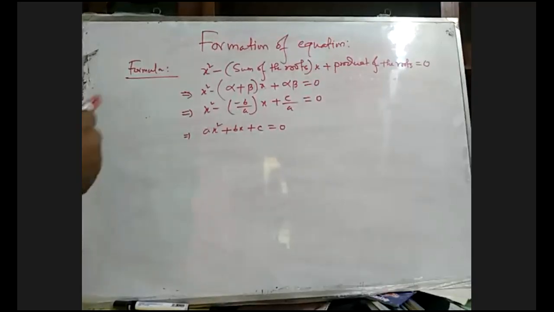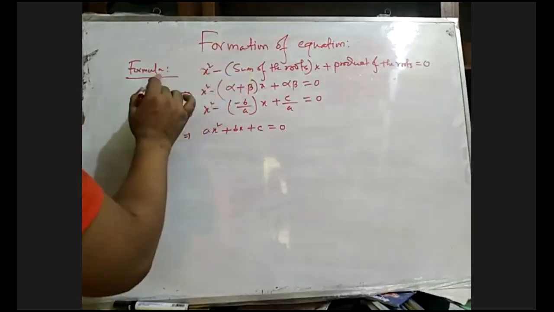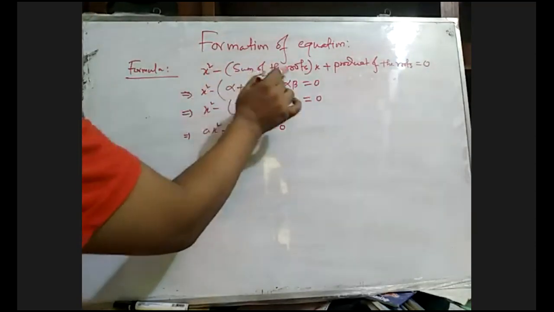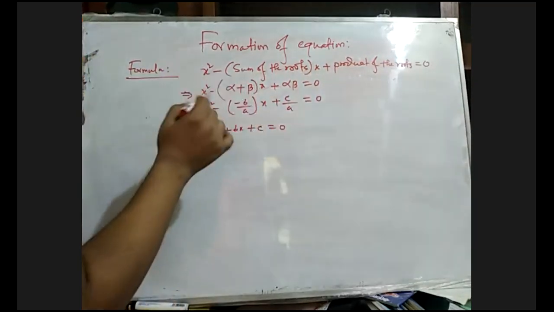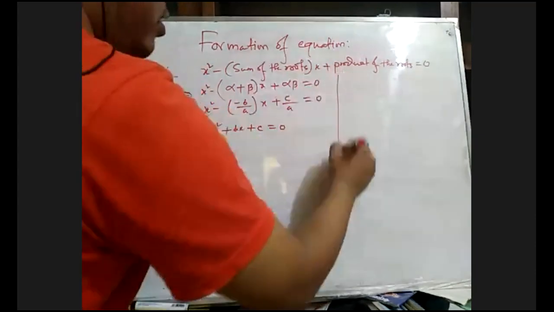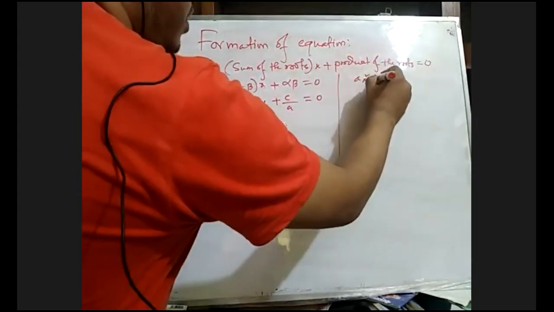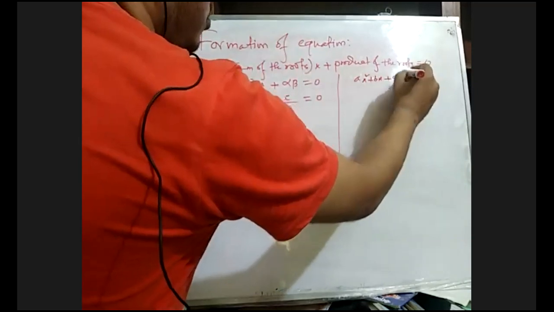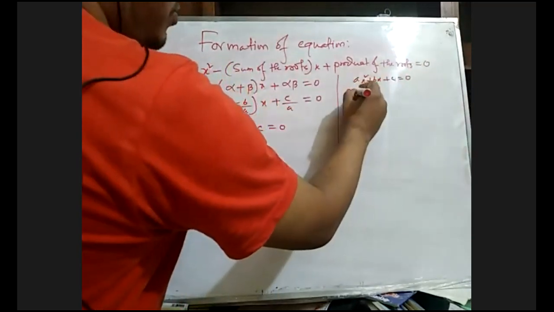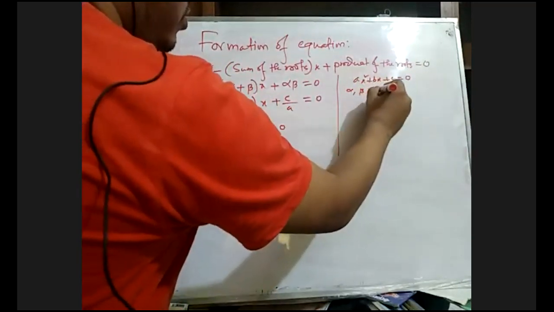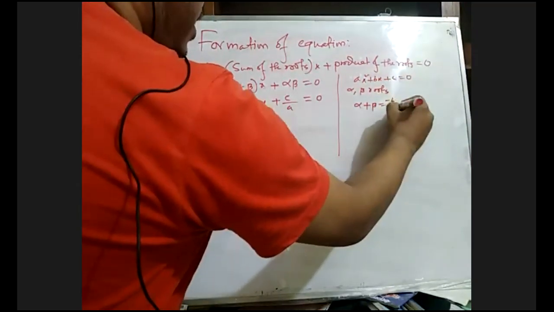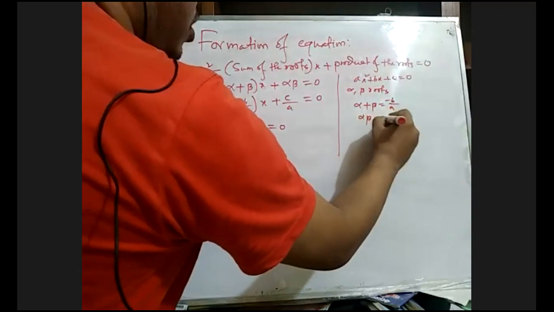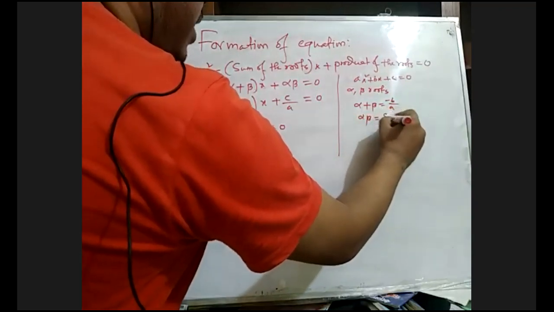So the formation of a quadratic equation, the main formula is x square minus sum of the roots into x plus product of the roots equals 0. That means for the quadratic equation ax square plus bx plus c equals 0, if alpha, beta are the roots, then the sum of the roots is minus b by a, and the product of the roots is c by a. We have to remember this.